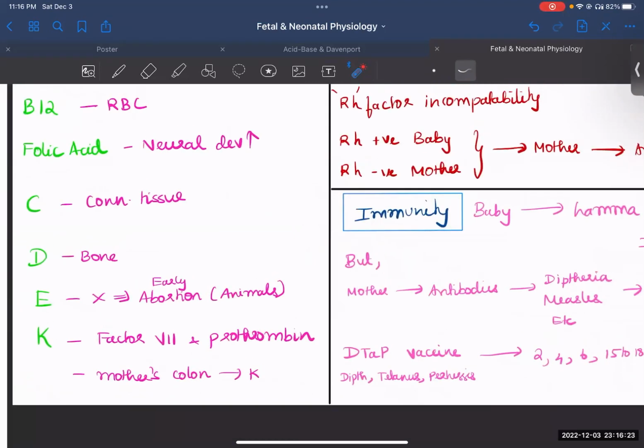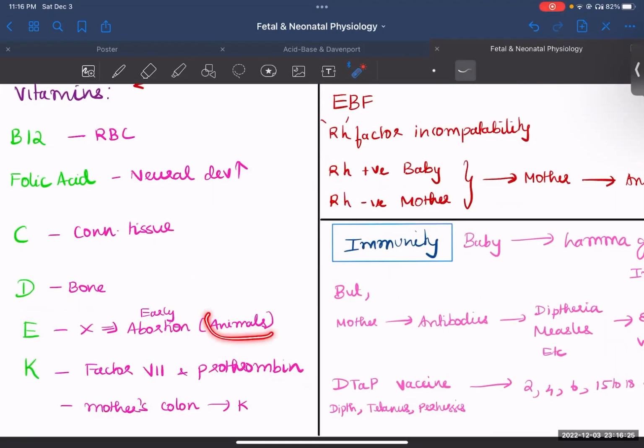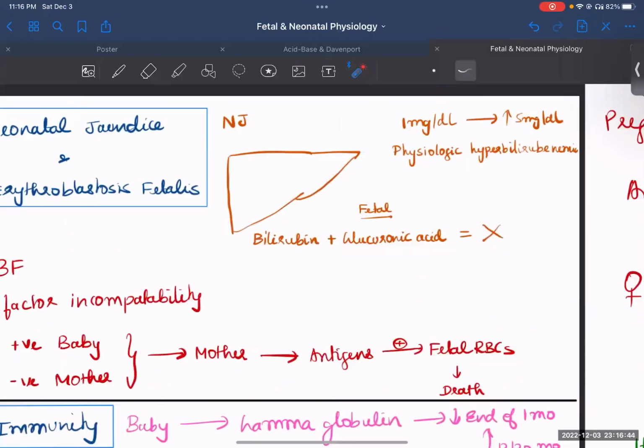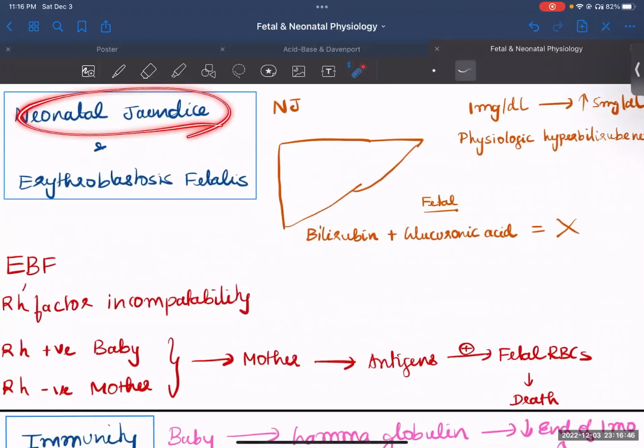Now, what about vitamin E? Some experimental studies on animals have suggested that the absence of vitamin E can cause an early abortion of the fetus. Okay, that is a fact that you can remember. So, if there is a multiple choice question asking early abortion of fetus is due to deficiency of which vitamin, you can put vitamin E confidently. Now, what about these conditions? Neonatal jaundice and erythroblastosis fetalis.